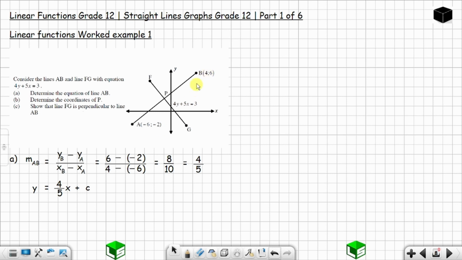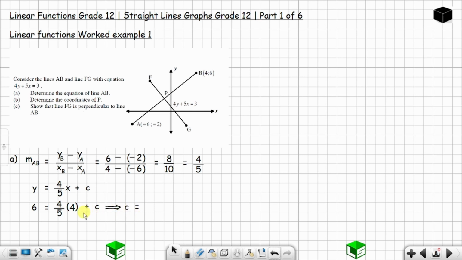Let me use B. So the coordinates are 4 and 6. This is your x and this is your y. So your y is 6. I'm going to substitute my y with 6. This is equal to 4 over 5 times x. My x is 4, so I have times 4 there, plus c. And what is c equal to?